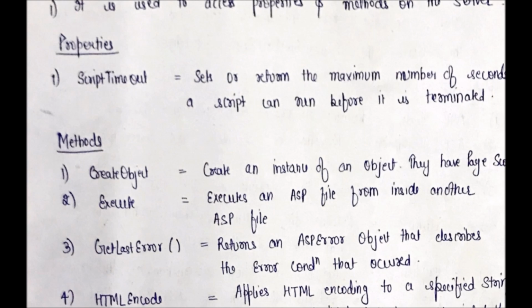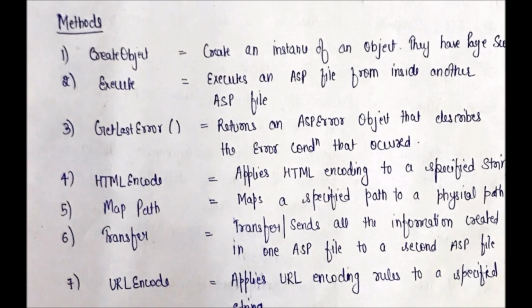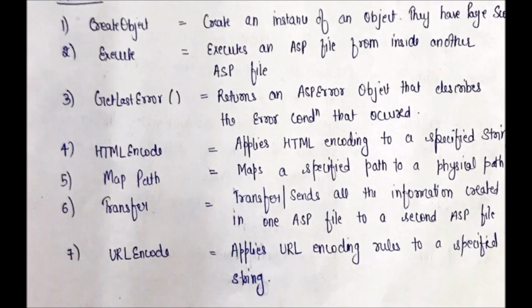Now we will be discussing different methods. The first method is CreateObject, which is used to create an instance of an object. They have scope only up to the page. It means they have page scope. Second is Execute, which is used to execute an ASP file from inside another ASP file. Third is GetLastError. It returns an ASPError object that describes the error condition that has occurred.